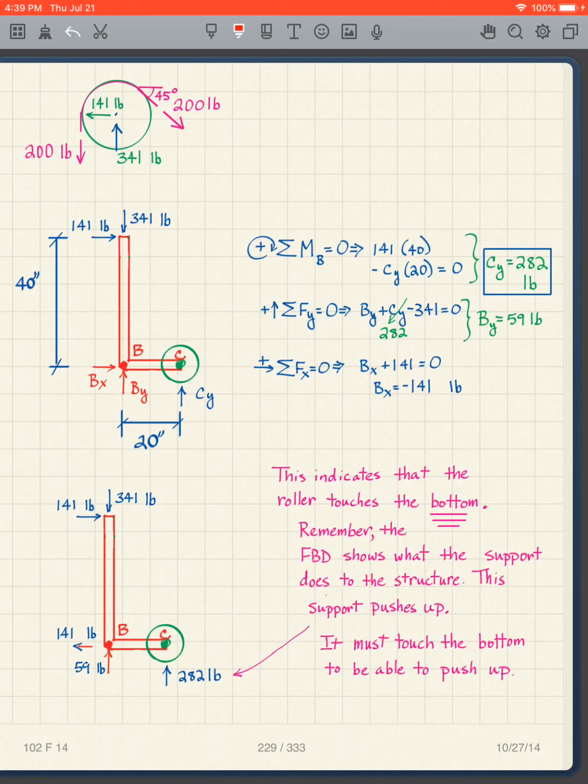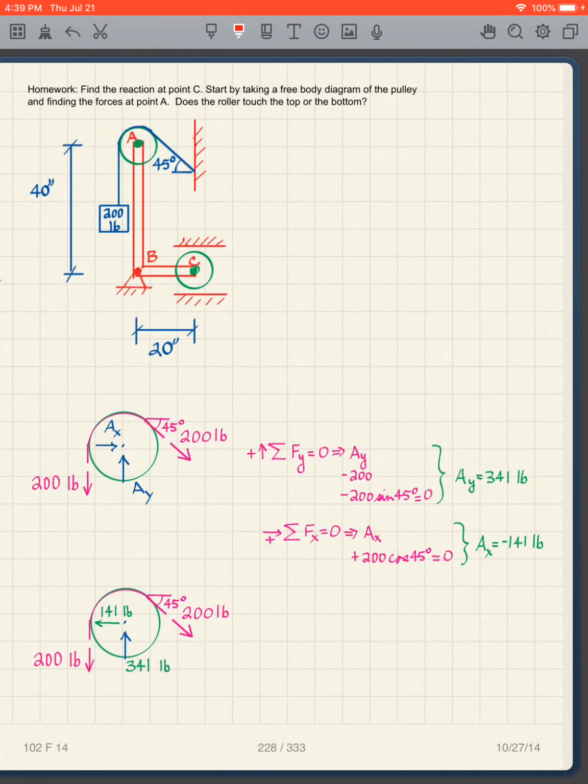Now what does that mean? I want to know, does it touch the top or the bottom? Well, remember that this load says what the support does to this wheel. This says that the support pushes upward on the wheel. Well, it can only push upward on the wheel if it's touching the wheel. So we can go back and look at the actual one. It's got to be touching here to be able to have a reaction that pushes upward.